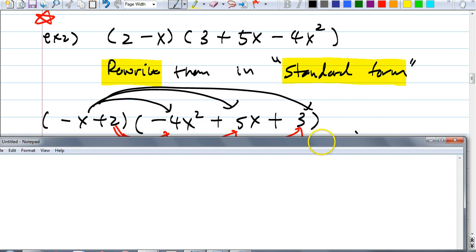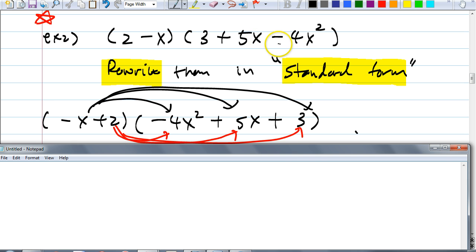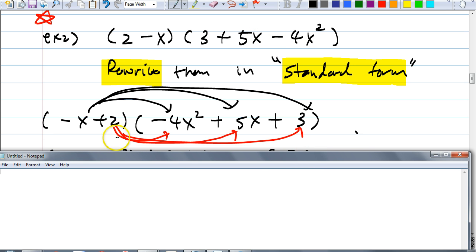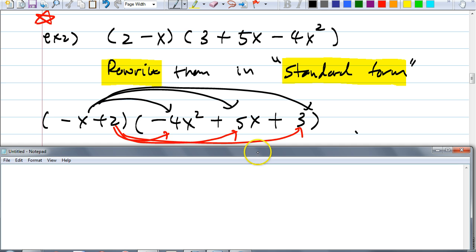So we're going to rewrite them in standard form. Even though this is in standard form, we like the way that this is written because we like them in decreasing order of the exponents. Is that okay? Are we good? So now I want you to multiply. How many times are you going to multiply this negative x? 3 times, because how many terms do you have? 3. How many times are you going to multiply this 2? 3 times again, because how many terms do you have here? 3. Does that make sense?